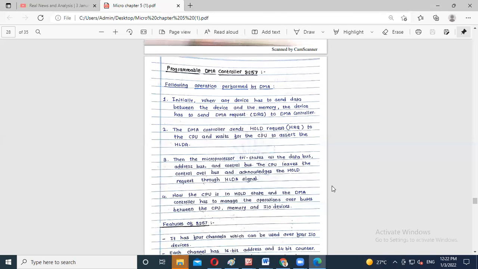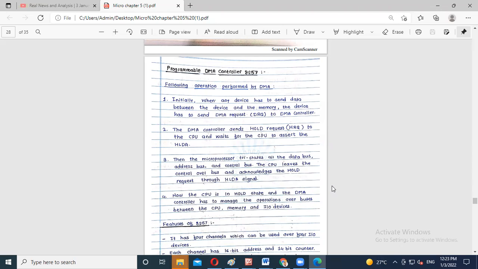From the beginning of this unit, we are going to study the interrupts chapter. Interrupts definitions we studied, introduction part we studied, and two main types of interrupts we studied, that is hardware and software. Under the hardware, we studied two main sub-interrupts, that is maskable interrupts and non-maskable interrupts. And in the software, we have a total of 256 interrupts. That one we are going to study later.